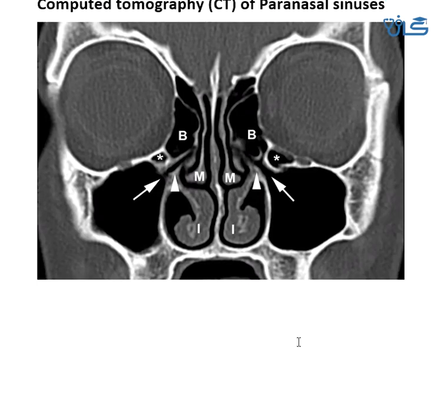This one is computed tomography of the paranasal sinus. This one is orbital cavity, this one is nasal cavity, and this one is maxillary sinus. Maxillary sinus, ethmoidal sinus, frontal sinus. The base of the maxillary sinus is the lateral wall of the nose. The apex of the maxillary sinus is the zygomatic process. The superior surface of the maxillary sinus contributes to formation of the floor of the orbital cavity. The inferior wall of the maxillary sinus is the alveolar process of the maxilla.